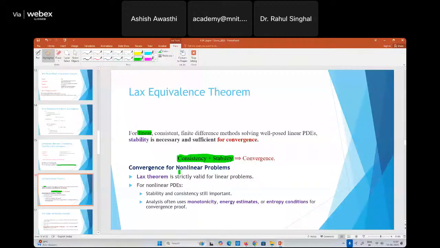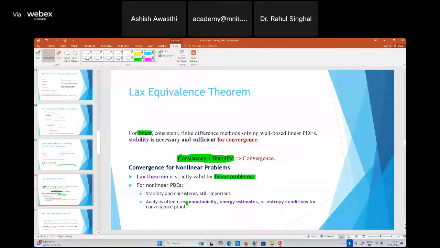So you see that I have again mentioned that Lax theorem is strictly valid for linear problems. For non-linear problems, stability and consistency are important, but they do not guarantee convergence. So we need some more information. We can use the maximum principle, of course. Even the maximum principle helps us there to establish monotonicity.